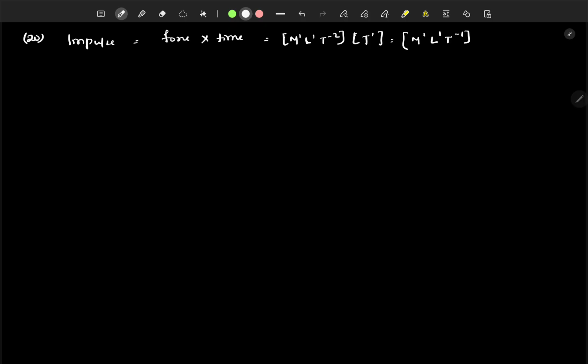Next is trigonometric ratio. So you can think about sin θ, cos θ, tan θ, any value. In that formula you will face perpendicular by base, that is length by length, perpendicular by hypotenuse, that is length by length. So it is having no dimension, M⁰L⁰T⁰. So any trigonometric function has no dimension.